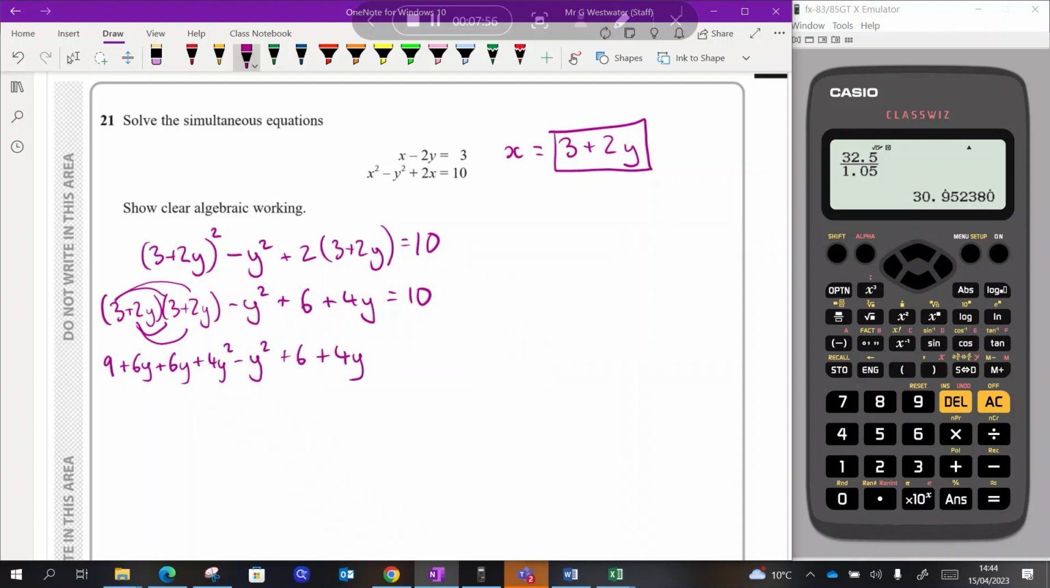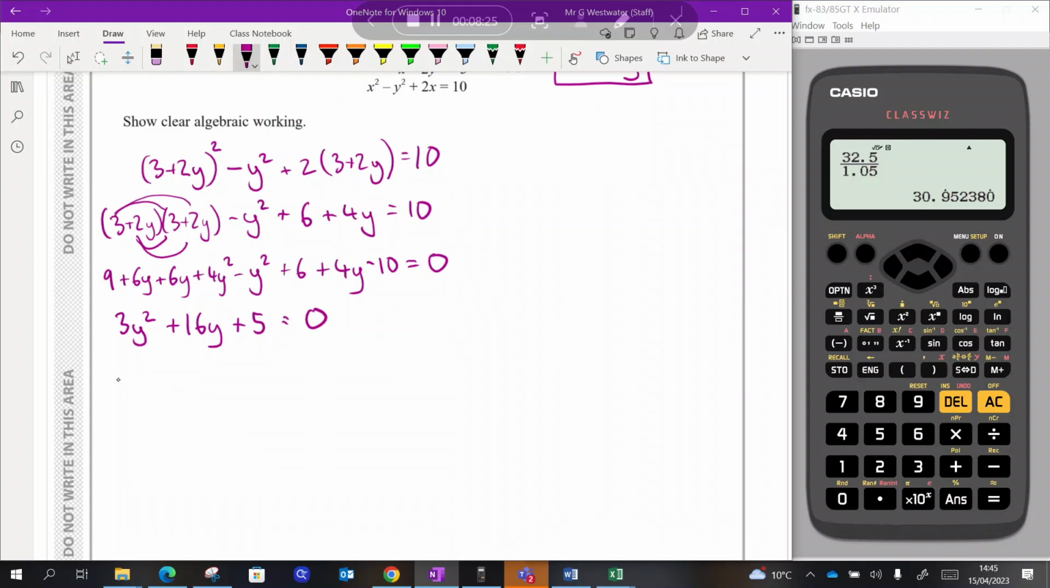And because this is a quadratic, I'm going to bring everything onto the same side. So minus 10 equals 0. And now collecting terms together, y squareds, 3y squared. We've got 6y, add 6y for 12y, add 4y is 16y. And then I've got 9, add 6, minus 10 is 5, so plus 5 equals 0.